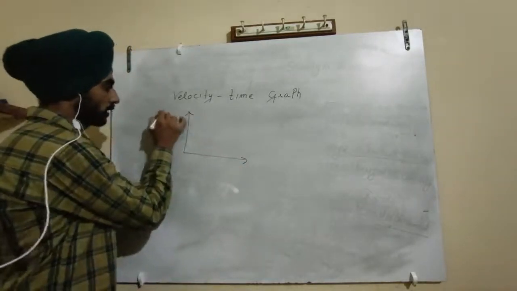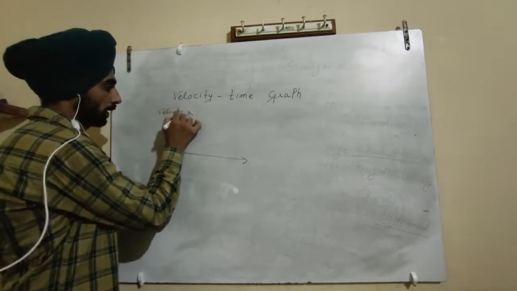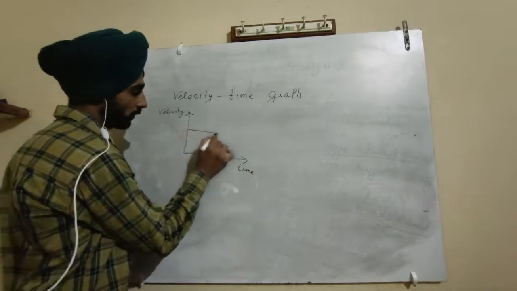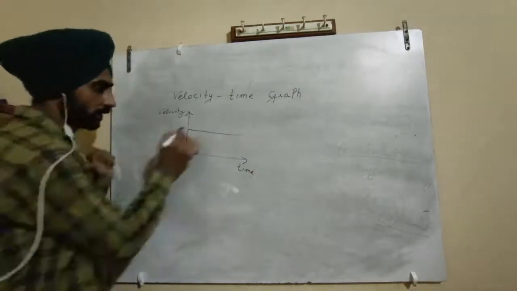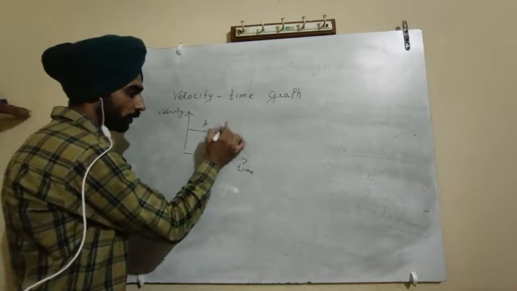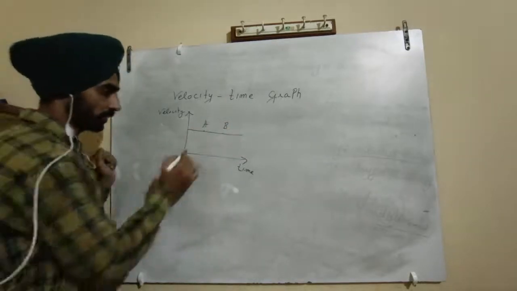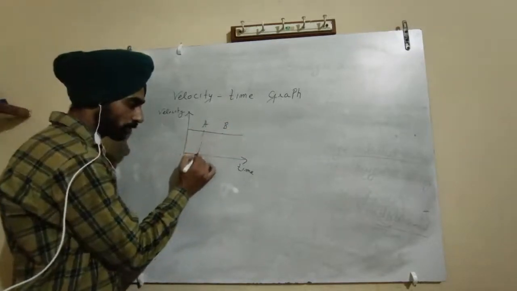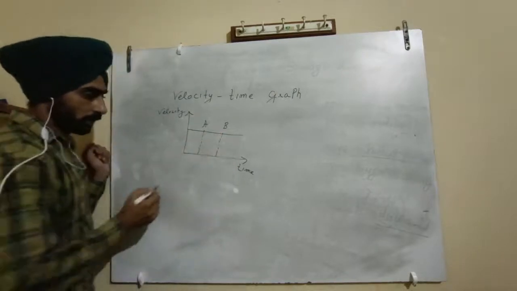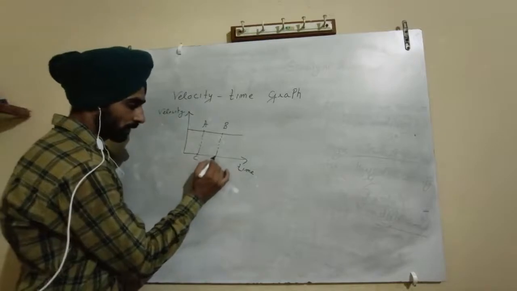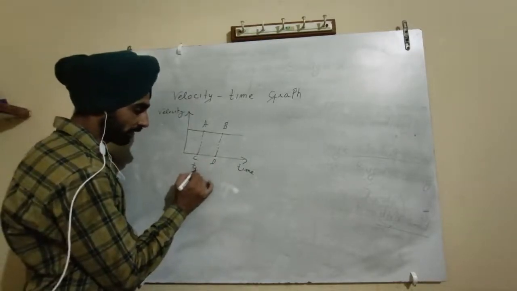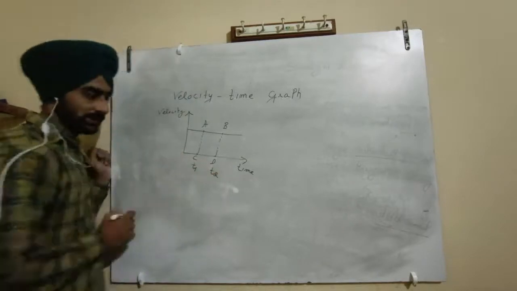Here it is velocity and here it is time. Suppose your velocity time graph for uniform motion is like this. Take point A on this graph and take point B on this graph. A corresponds to some time and B also corresponds to some time. So mark this point as C and this point as D. You have taken C at T1 time and D at T2 time, like this.